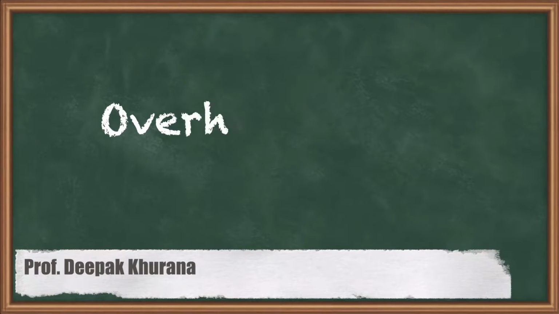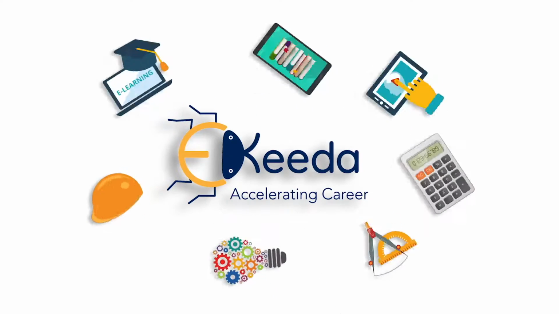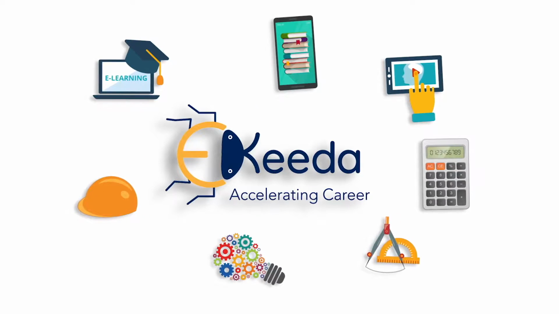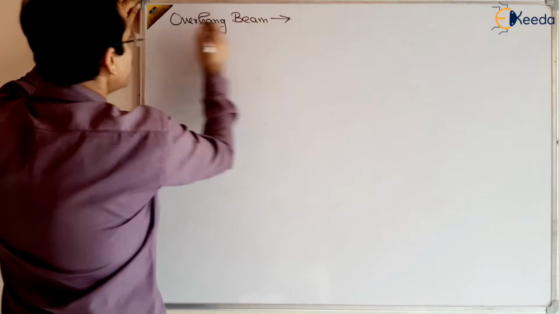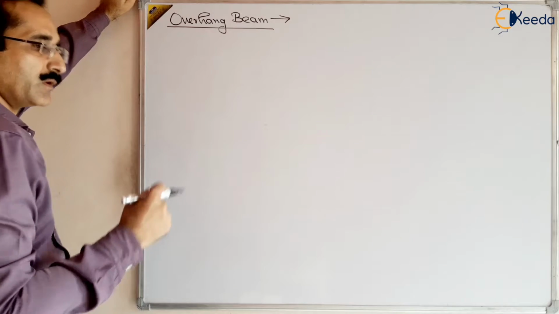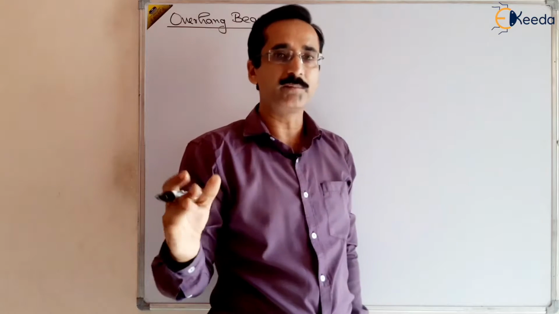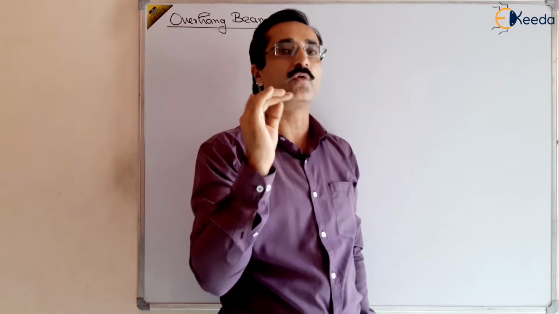Hello students, in this session we are going to study the overhang beam. What is an overhang beam? The beam whose end parts are extended beyond the supports, that beam is called overhang beam.